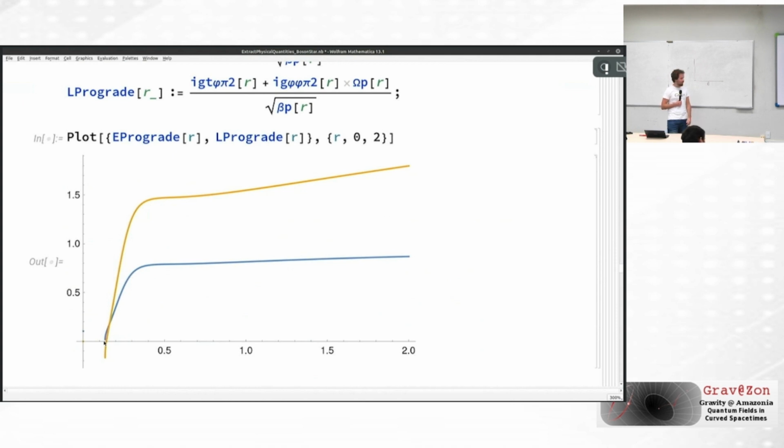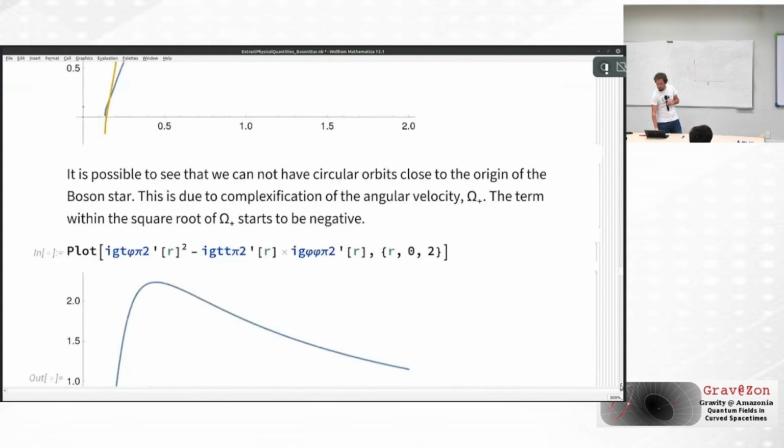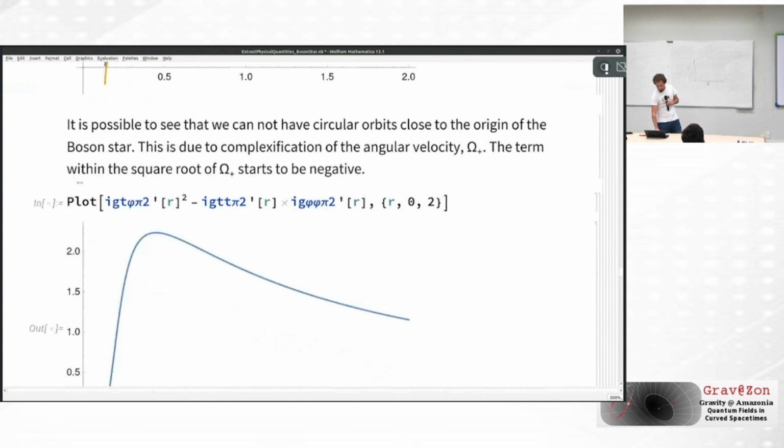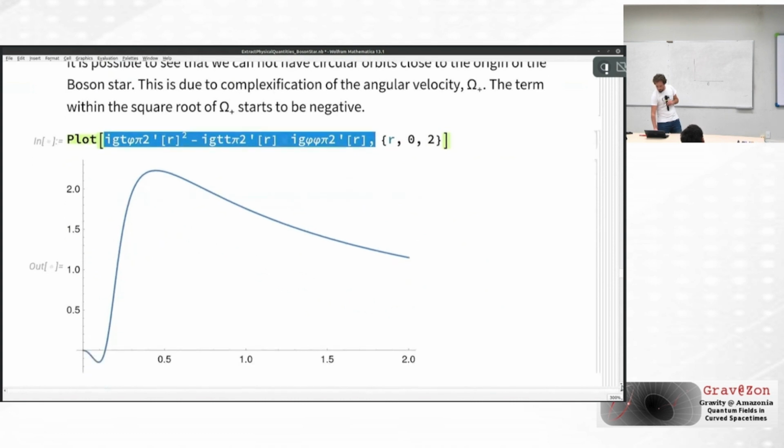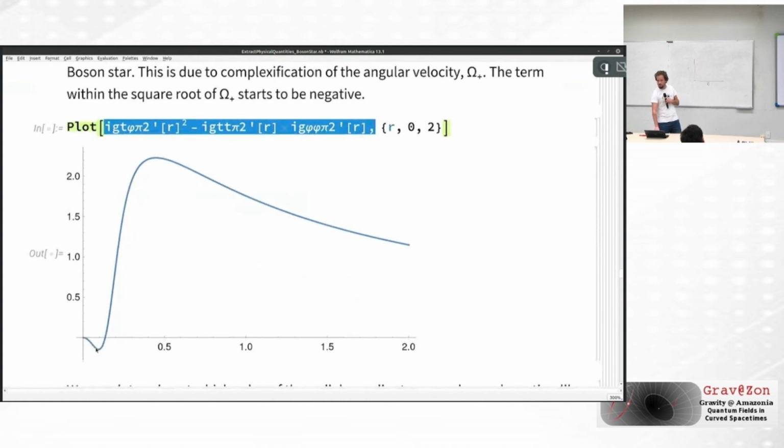So you start to see, well, what is going on? Supposedly you could find the circular orbits all the way to the center. And what happens is exactly what I said before, that the angular velocity starts to be complex. If you take what's within the square root, this quantity, you can see that it's always positive, except very close to the center. So it starts to be complex. The energy, the momentum starts to be complex. So that's why when you do the plot, nothing appears in that small region.